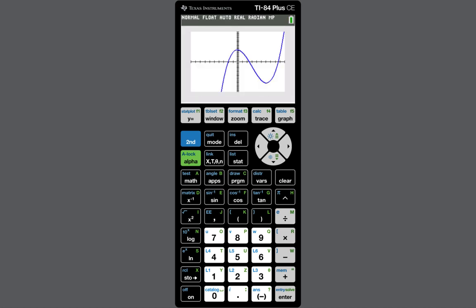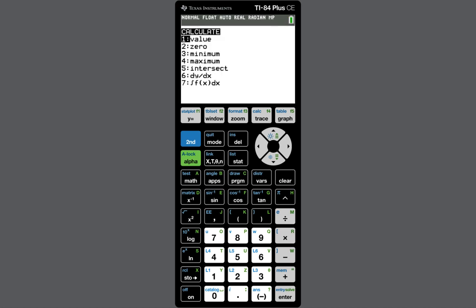And there you go. Okay, there's one hilltop, that's called a maximum. One valley, that's called a minimum. And those are y values. So we're going to find the maximum first. You hit second and the trace key where it says calc. And we want a maximum, so that's number 4.